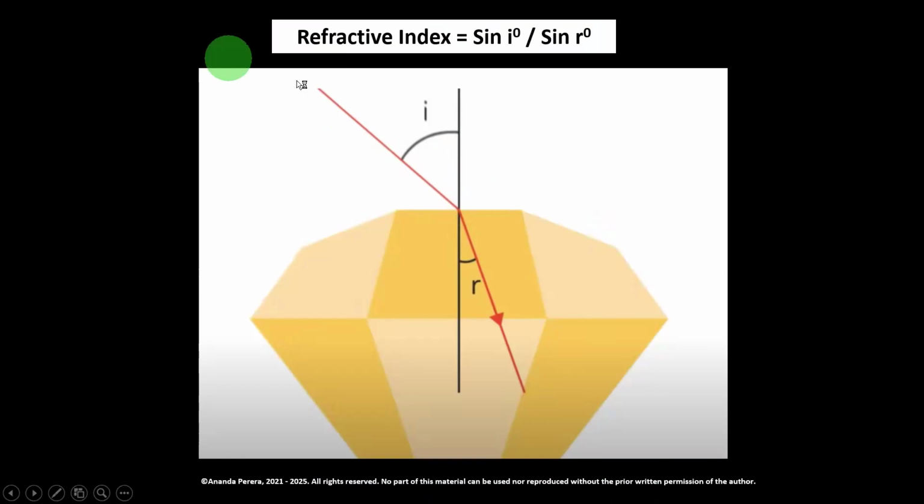Now I need to show you this is the gemstone. The red color is the light. Light comes through this way. This is the point.